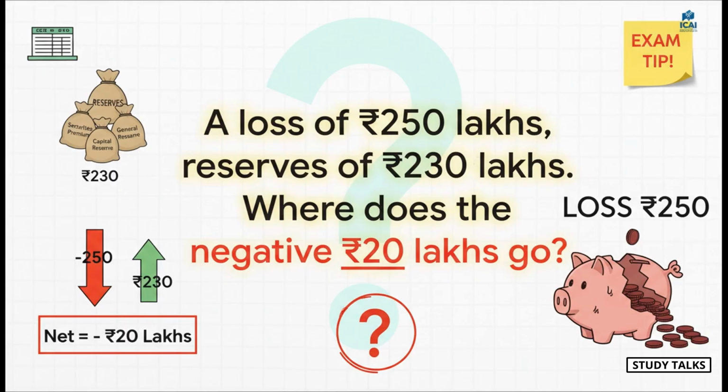Okay, let's kick things off with a classic ICAI problem. Just look at this scenario. A company has 230 lakhs in its reserves. That's all your securities premium, your capital reserve, the whole lot. But at the same time, it's carrying an accumulated loss of 250 lakhs. So when you net those out, you're left with a negative 20 lakhs. The big question, the one that can make or break your answer, is where in the world does this negative number actually go on the balance sheet?